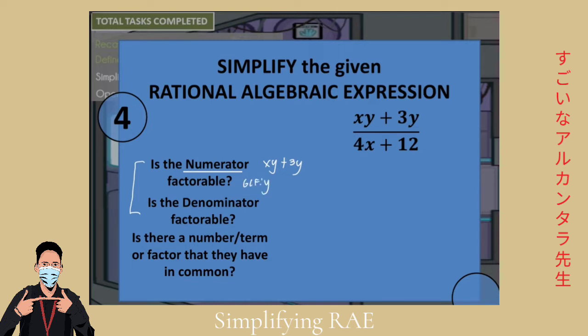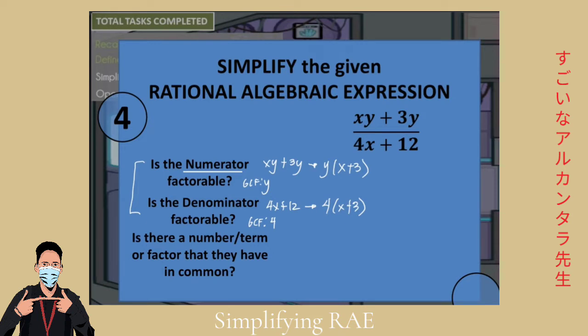So to simplify, this could be rewritten as, factoring out the y, you'll get y times the quantity, xy divided by y is x, 3y divided by y is positive 3. So that's now how it looks like. Similarly, the denominator is also factorable, and the GCF for 4x plus 12 is now 4. So this will be rewritten as 4 times the quantity x plus 3. How did we get x plus 3? 4x divided by 4 is x. 12 divided by 4 is 3.